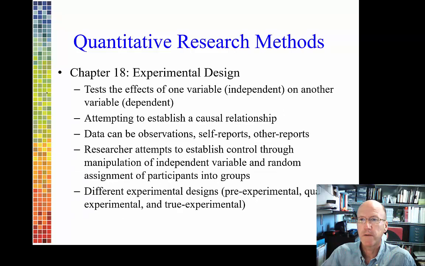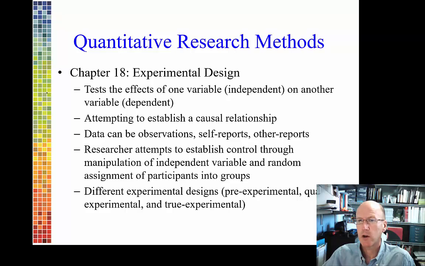Then another form of quantitative research method is experimental research, and here what we're trying to do is test the effects of one variable, which would be the independent variable, on another variable, which is the dependent variable. And so what we're trying to do here is establish a causal relationship, that one variable, the independent variable, causes a change in that dependent variable. So maybe we're saying that we believe that the hours that a student studies influences their GPA. So the hours that they study would be the independent variable, and then the grades would be the dependent variable.